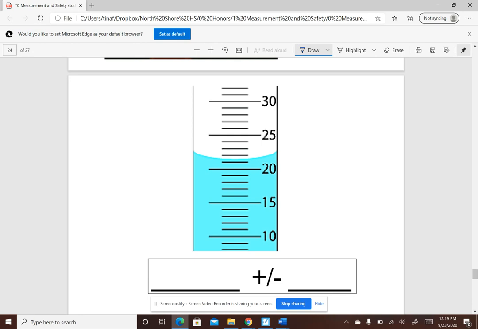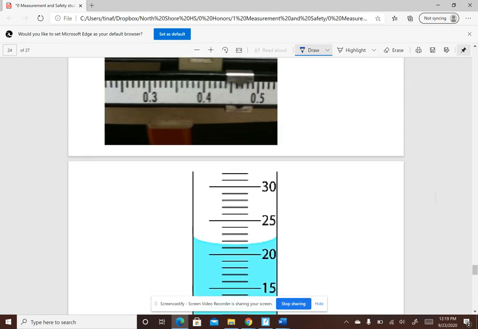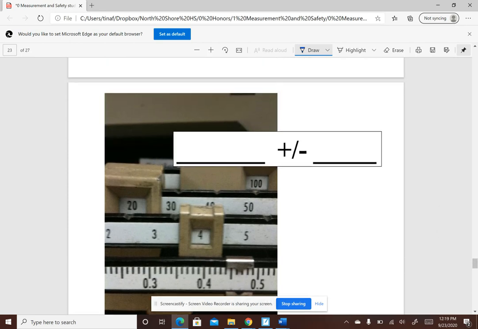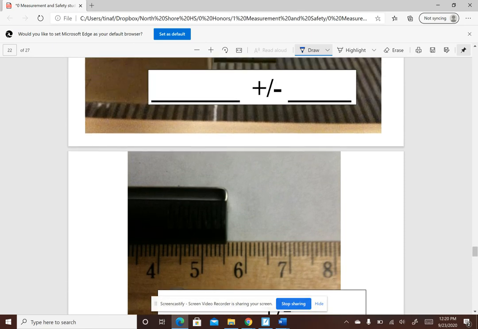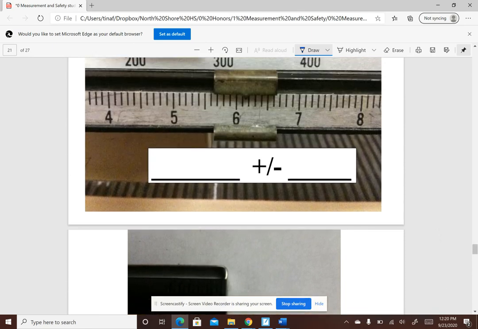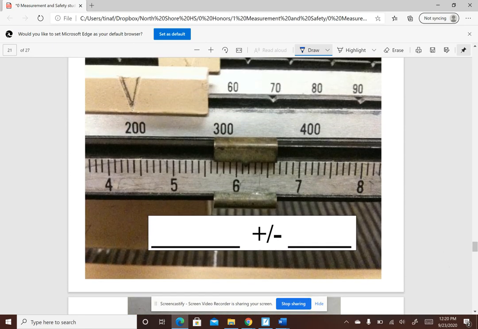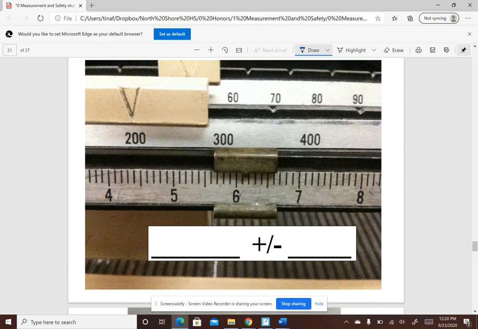Now, if you look at all of these, none of these pictures that I just showed you are digital. So when you do your plus or minus with your error, you have to remember that you're looking at the number that's second to last, and then you have to cut it in half. All right? So give that a try, and then we'll talk more about this tomorrow.